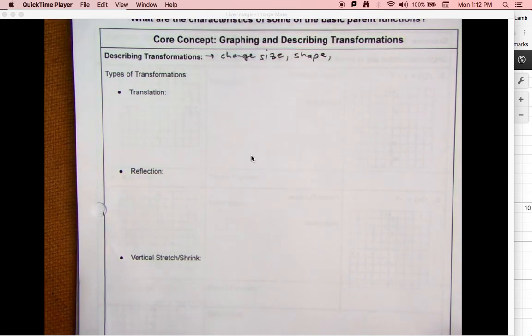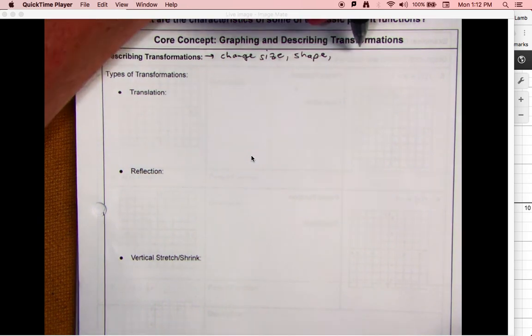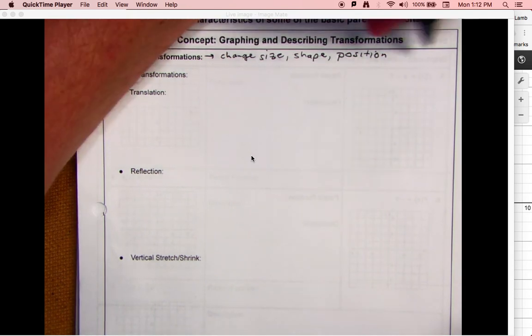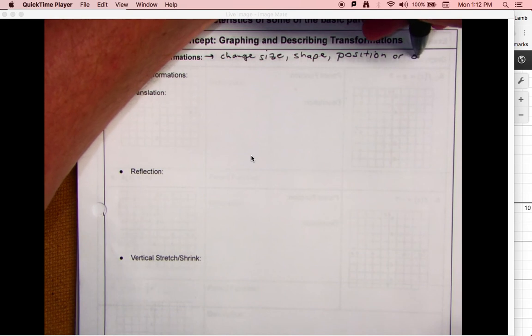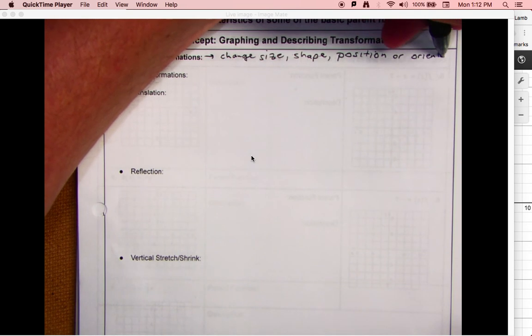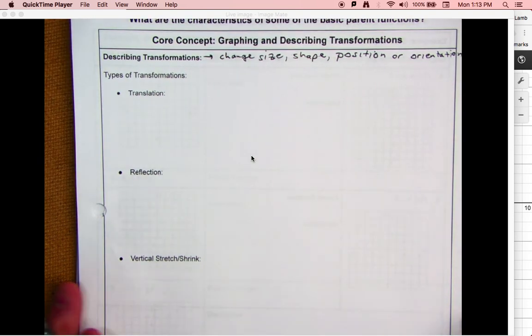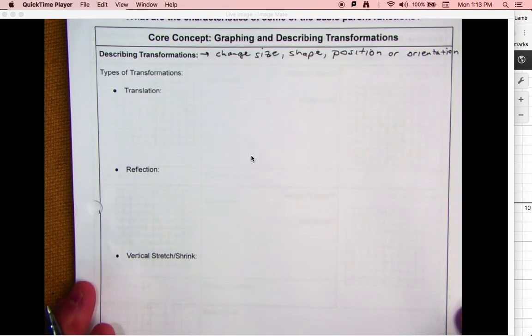That's kind of along the same lines. The absolute value graph would still have the V, but it might be a skinnier V, it might be a wider V, that type of thing, size and shape. And you can also change its position. So you can move it up, down, left, and right. You can also change what's called the orientation. Instead of the absolute value graph opening upward, it would open downward. And so we're going to talk about how to do those things.